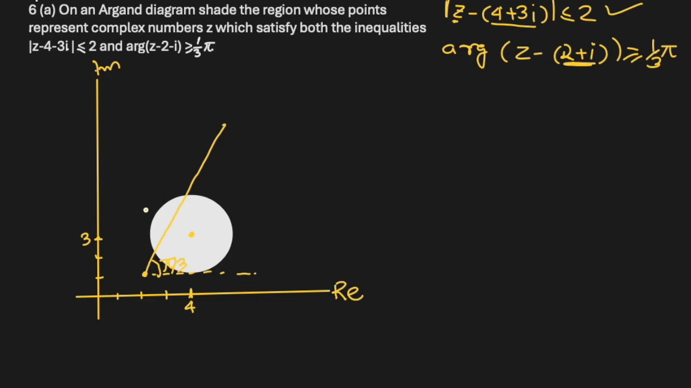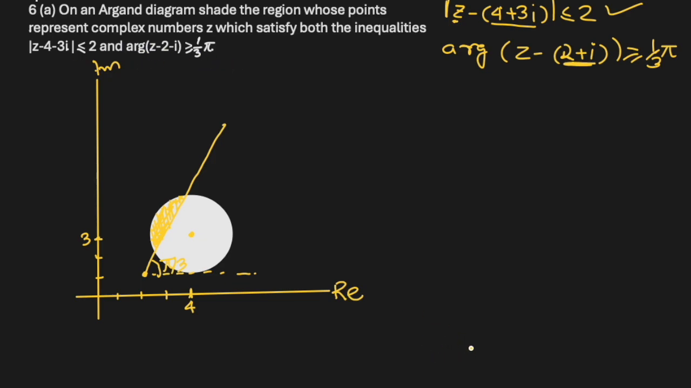That means it has to be more than this, but both the inequalities must be satisfied, so we can't cross this circle. So this is the shaded part now. This is the region they were asking us to shade. Okay, and then this is what they wanted us to do.